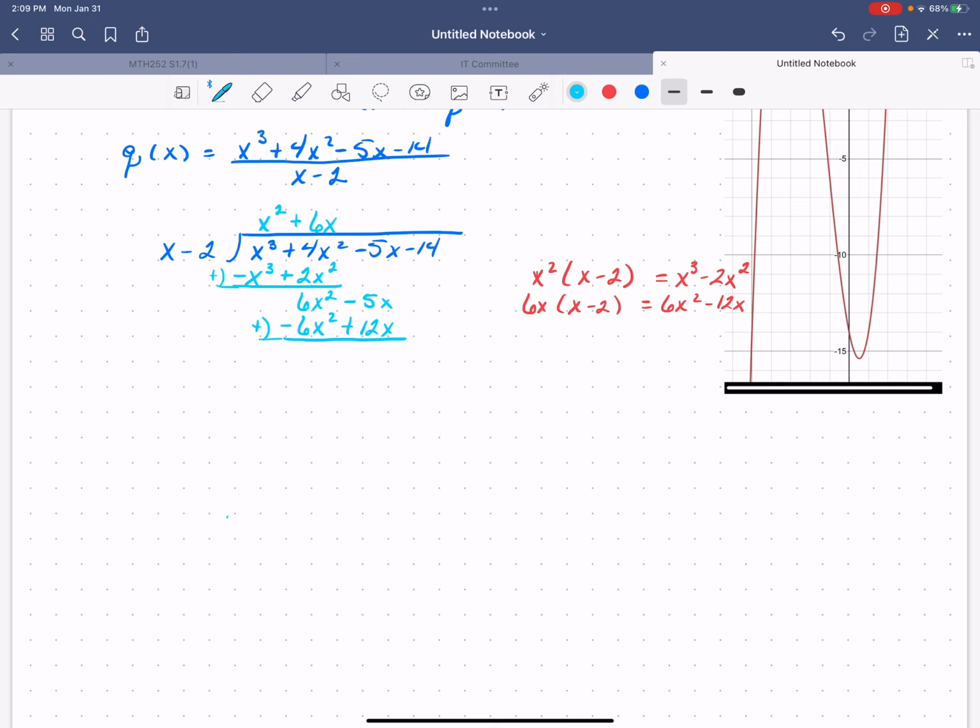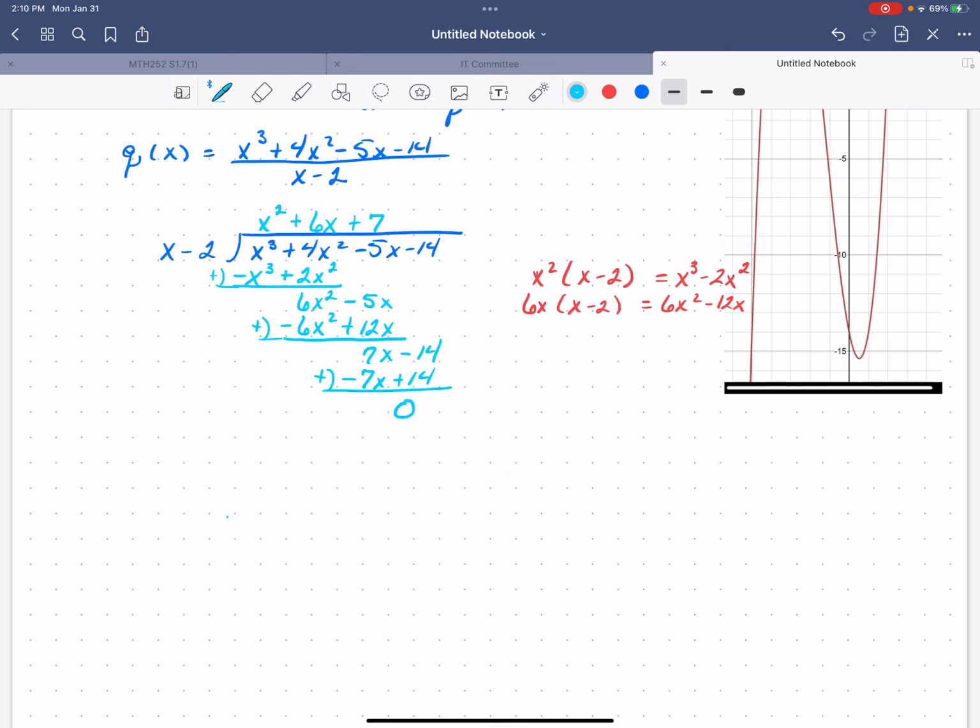6x squared plus negative 6x squared is 0x squared. That's good. That's what we want. Now, negative 5x plus 12x is 7x. Bring down the 14. And when we compare x to 7x, we know that if I multiply 7 times x, I get 7x. So the next term in my quotient is 7. And now I multiply that through, and I can do that one without writing it down. So that is 7x minus 14. But I remember to reverse the sign so that I can add instead of subtract. And I get a remainder of 0.